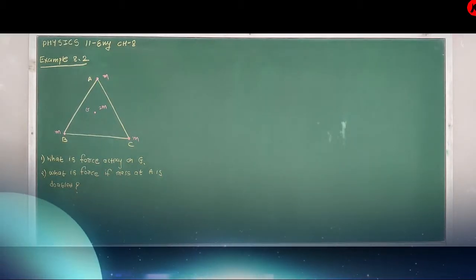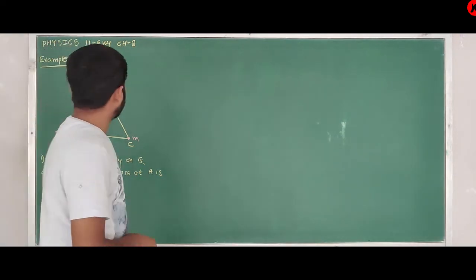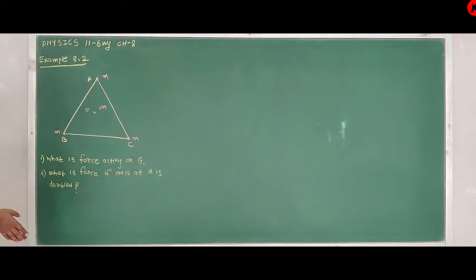Students, chapter 8, gravitation. Yes, we have completed almost all theories of this chapter. Now we will see some questions. Example 8.2. You are given one equilateral triangle.